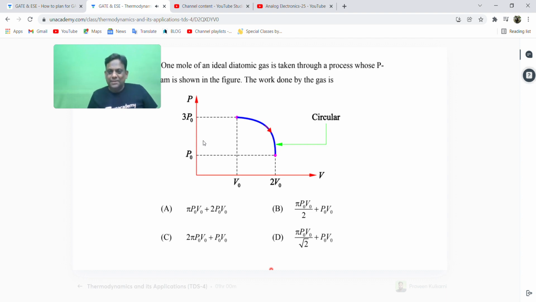ये सिंपल क्वेश्चन ले लेंगे, उसके बाद टफ ले लेंगे. 1 mole of an ideal diatomic. Can anyone tell what is gamma for diatomic? It is 1.4, which is 7 by 5. Can I write 7 by 5? Shubhra, it is diatomic, not monatomic.